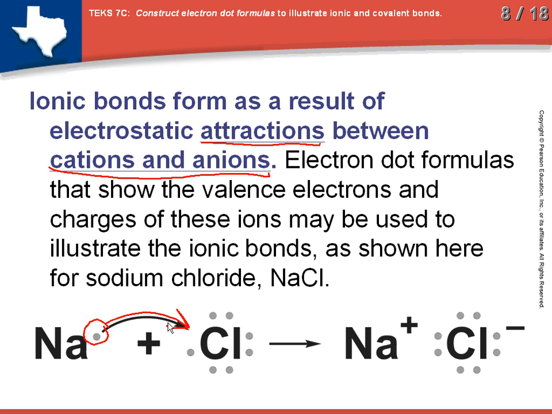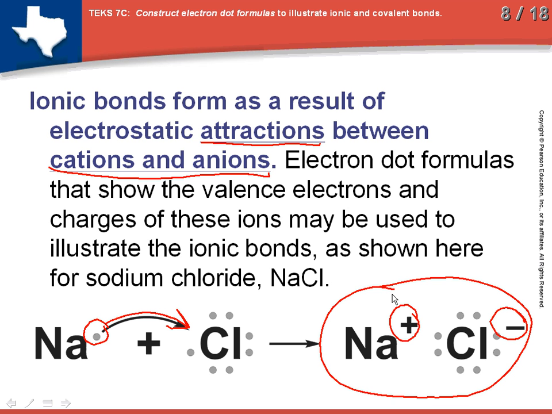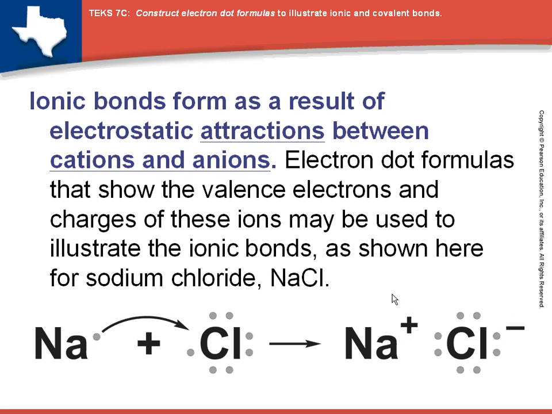After that happens, whenever an atom gives away an electron, it becomes positive. This positive means +1. Sodium gave away 1 electron, so it has 1 more proton than electrons. And this negative right here means it gained 1 electron. In sodium chloride, remember it's table salt, there's a bond between these two. It's a bond because the positive sodium cation is attracted to its opposite, the negative chlorine anion.